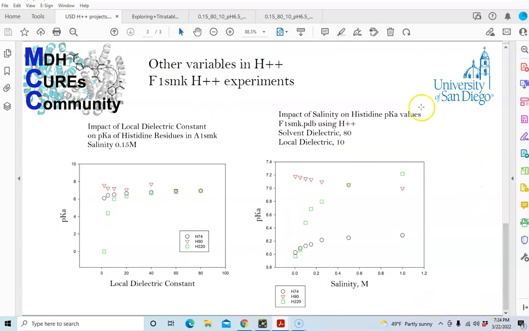The other projects that the University of San Diego students did is that you can choose various residues. Here, histidine is a good choice. And they looked at the impact of the local dielectric constant. We set ours at the defaults, but you could run a number of H++ virtual experiments from 0 to 100 and keep the salinity constant, and you can see that for some of the histidines there were great changes in pKa values depending on the local dielectric constant, and for some of them there weren't. Same thing over here with the salinity: if you go from 0 to 1.2, you could look at the influence of the salinity on the pKa value.